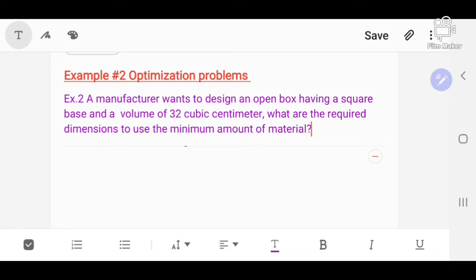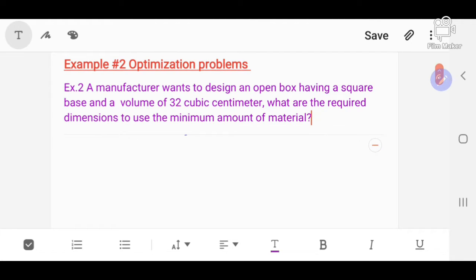A manufacturer wants to design an open box having a square base and a volume of 32 cubic centimeters. What are the required dimensions to use the minimum amount of material? Of course, as a manufacturer, this is important. The amount of material will affect the amount of money that you need to spend. So if you are required to produce such a box with such a volume, you have to take care about the material. You can't just make any box with any dimension because this may affect the cost.